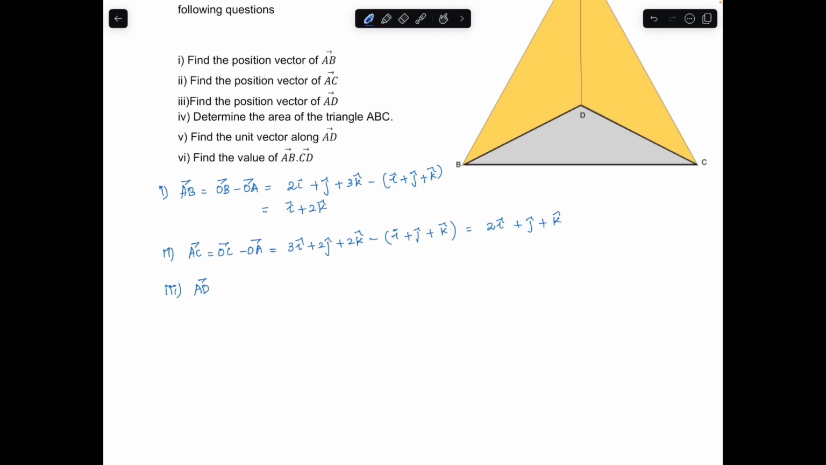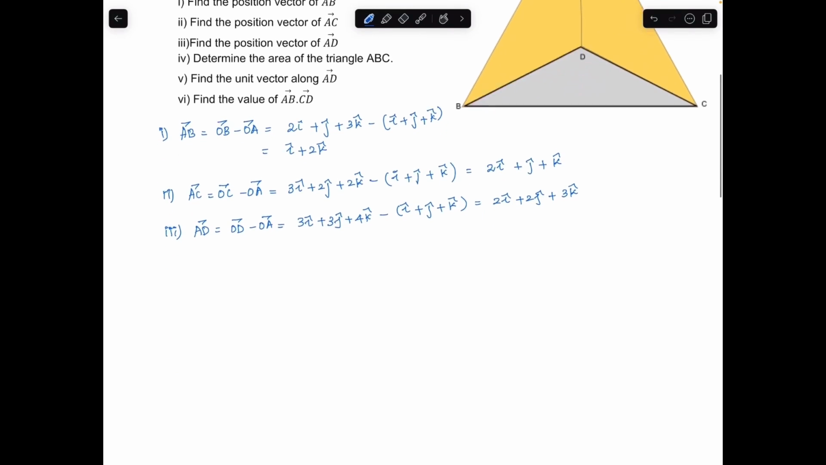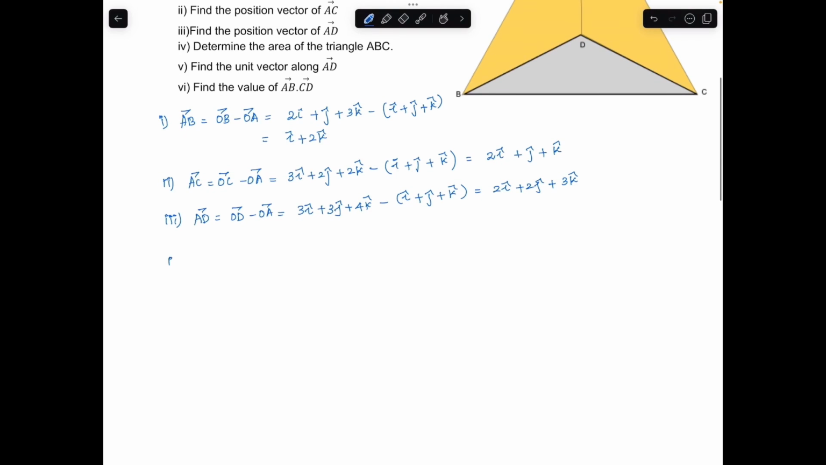AD vector is equal to OD vector minus OA vector. OD is 3i plus 3j plus 4k minus (i plus j plus k), which is 2i plus 2j plus 3k. Subdivision 4. Determine the area of the triangle ABC.